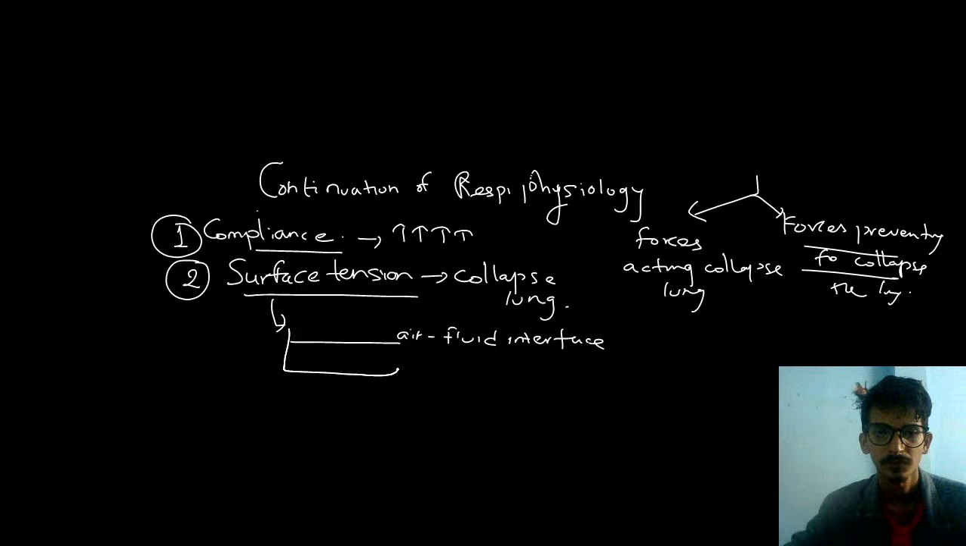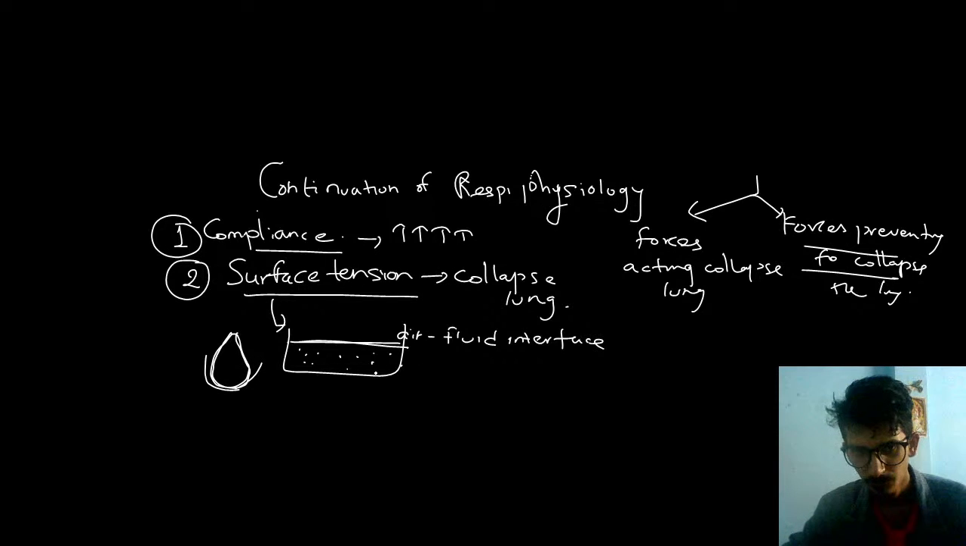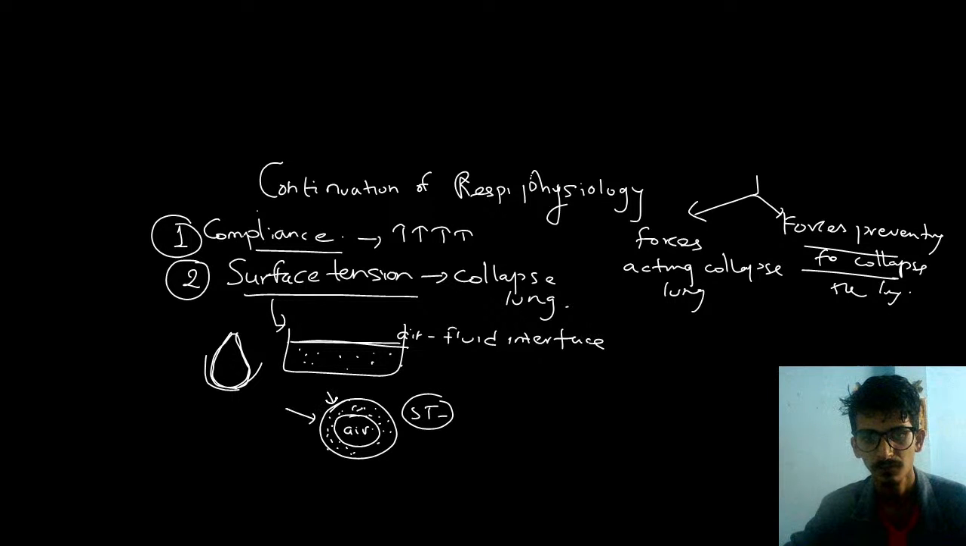Suppose we have a beaker of water, then on the surface we have surface tension. That was the reason why we read in physics that raindrops are spherical, because of the surface tension. The same concept applies in the lungs too, because in the lungs we have air from the atmosphere, and these are the fluid. So in the alveoli also we have surface tension, and this surface tension tends to collapse the alveoli.